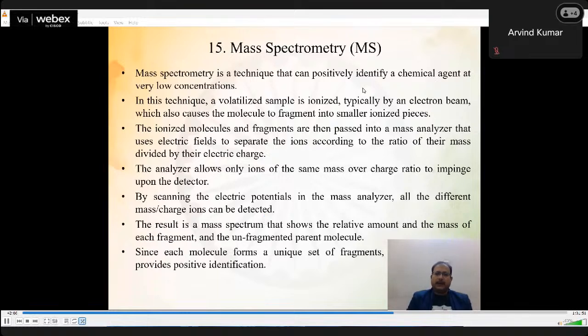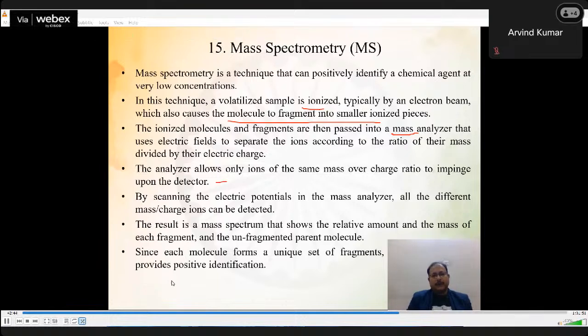In this technique, a volatilized sample is ionized, typically by an electron beam, which also causes the molecule to fragment into smaller ionized pieces. The ionized molecule fragments are then passed into a mass analyzer that uses electric fields to separate the ions according to their mass divided by the electric charge. The analyzer allows only ions of the same mass over charge ratio to impinge upon the detector.